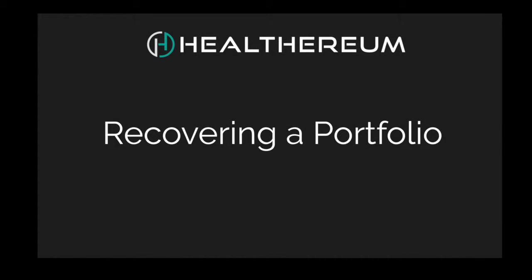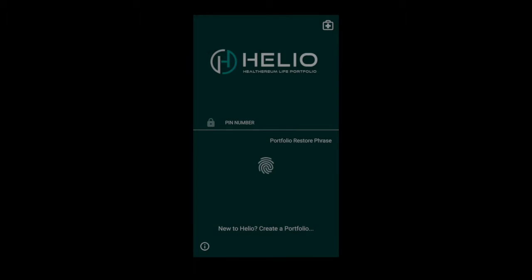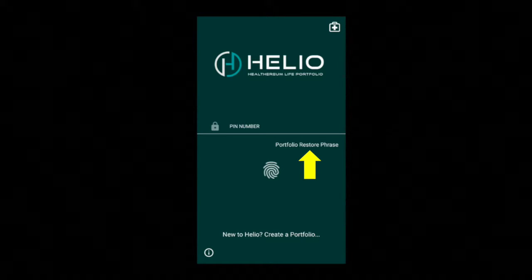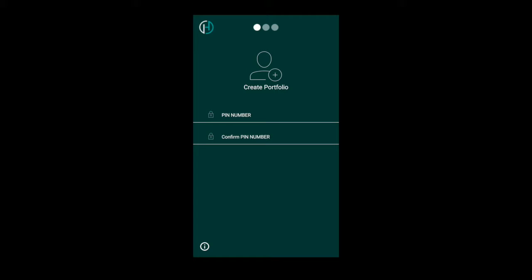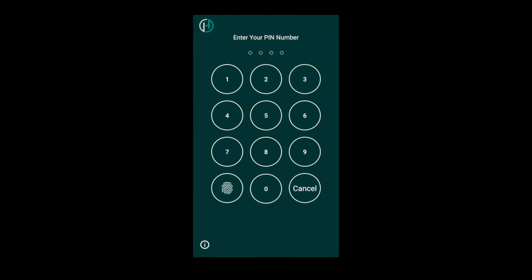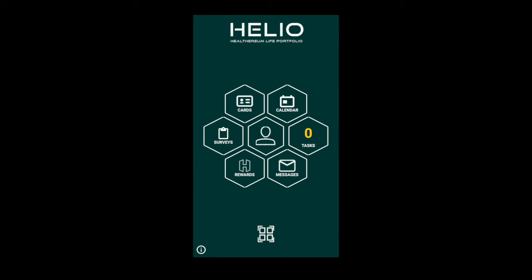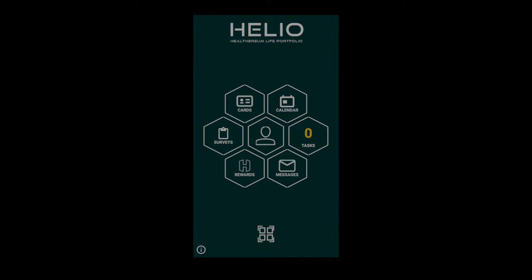In case you forget your PIN or need to restore your HELIO, this section will demonstrate the process of recovering a portfolio. Click on Portfolio Restore phrase and enter the 12 original seed words in order. You will now enter a new 4-digit PIN number. You have now restored the original portfolio.